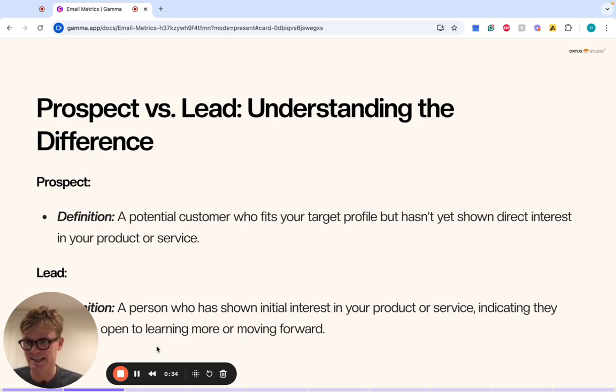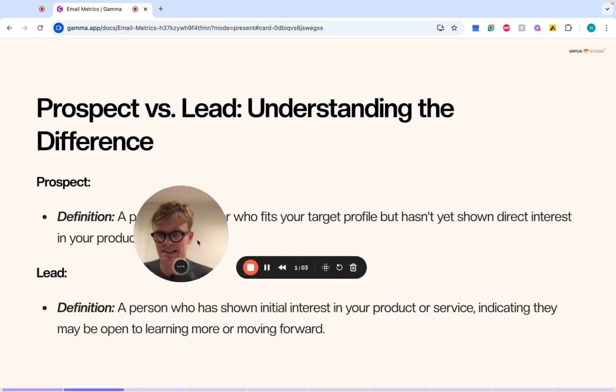So to kick things off, one common misconception is just understanding what a lead is in the first place. First off, we have prospect. A prospect is a potential customer who fits your target profile but hasn't yet shown direct interest in your product or service. I can see why this is confusing, because we talk about pulling a lead list from Apollo or ListKit or something like that. Those people don't know who you are. They don't know what your service is. They just fit your ICP profile. So that's why it's misleading. But that's a prospect.